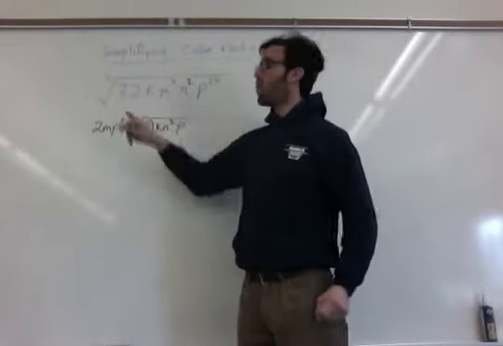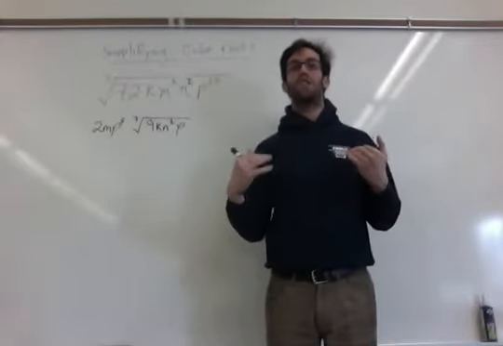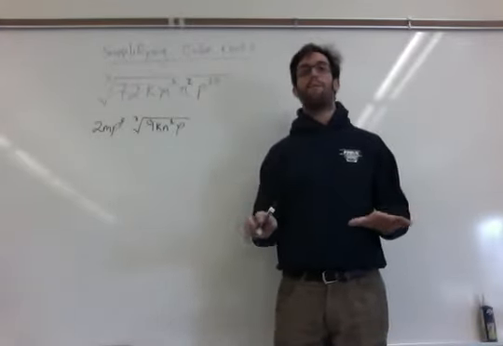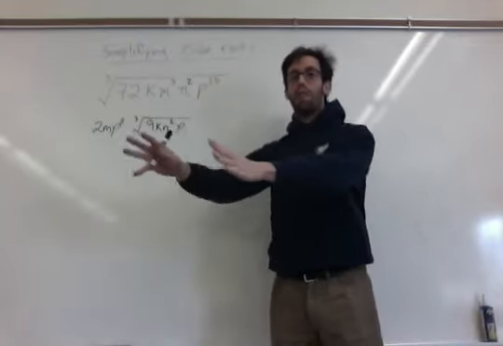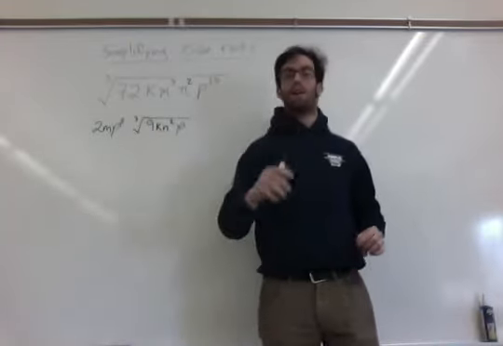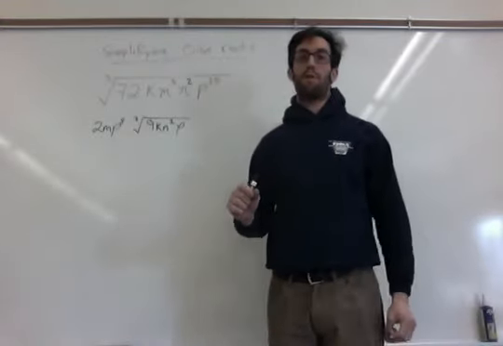Again, from 72, I used 8 times 9. You couldn't use 36 and 2. Can't do that. It's not a square root, okay? 36 is not a perfect cube. So you got to get that out of your mind. You see a root symbol, you think, oh, 36. No, it's not a perfect cube. You've got to use numbers that are perfect cubes, right?